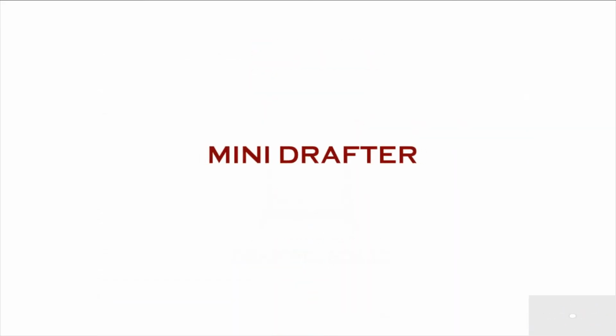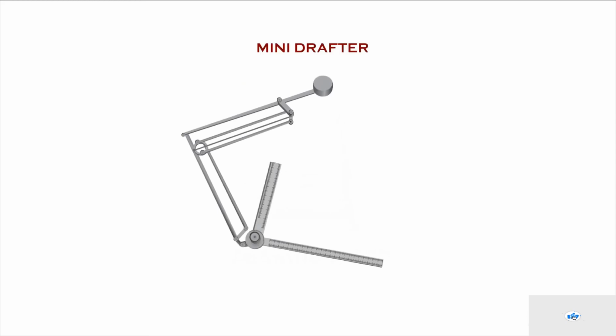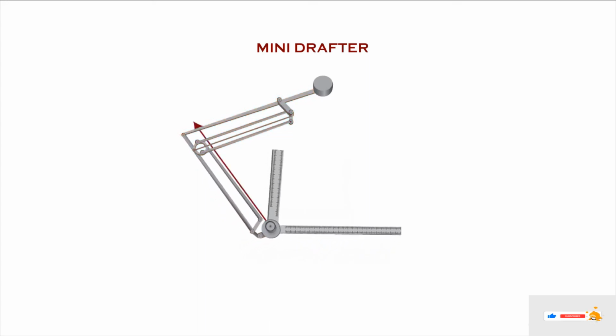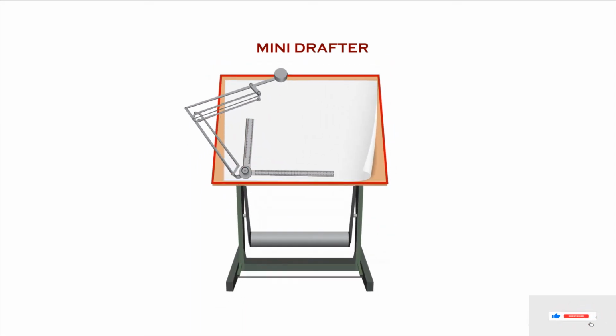Mini drafter. A mini drafter is an instrument used for multiple functions in drawing. It contains two arms, which are adjustable to the required angle, and at the end of the lower arm, a scale set is attached. This instrument is fixed to the drawing board at one edge with the help of the screw provided for the drafter.